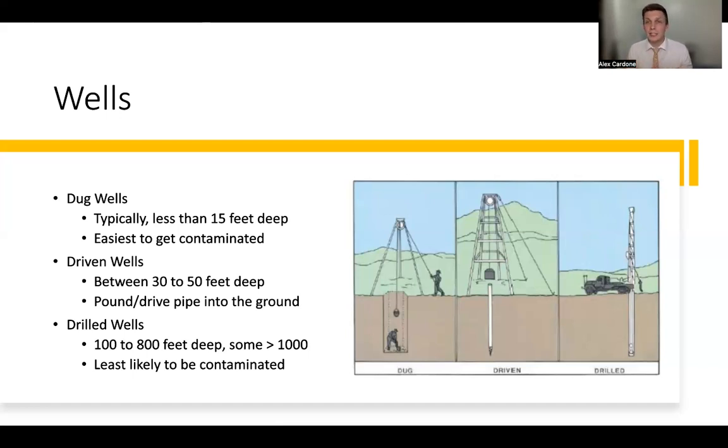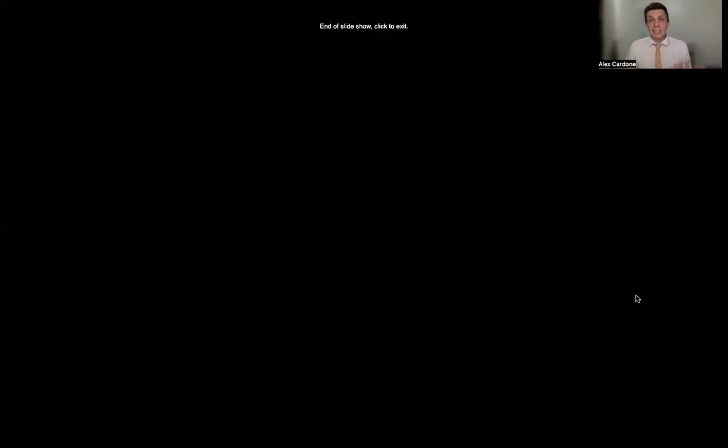Those are the three different types of wells that are really important to distinguish: dug wells, driven wells, and drilled wells. Dug wells are the easiest to contaminate because they're so shallow. And drilled wells are the least likely to be contaminated because they can go so deep without opening up the possibility at the top for contamination to occur. And ultimately, that's really it.